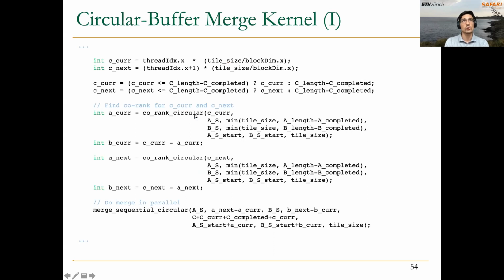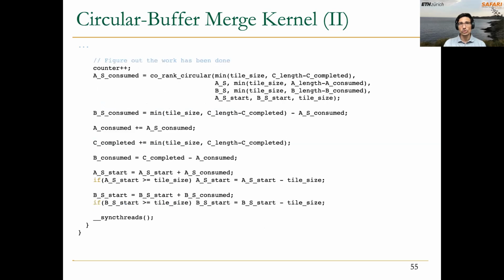Remember, this is the actual code where we divide the output tile among the available threads in the thread block, and then each individual thread obtains A current, B current, A next, and B next. To do so, we just need to change the way that we call the core rank function. In reality, there is not much difference between this circular buffer merge kernel and the original tile merge kernel. It's essentially the same code. Mainly the calls to the core rank and merge sequential functions change, but not more than that.